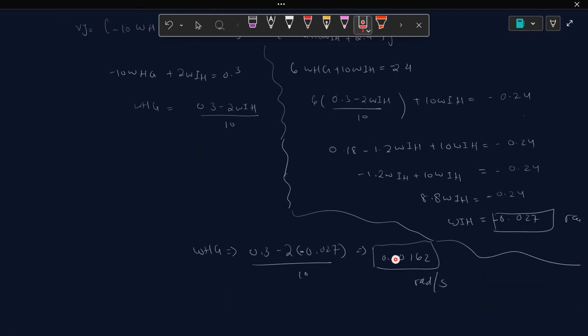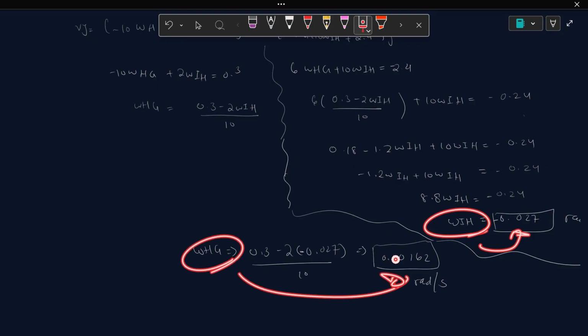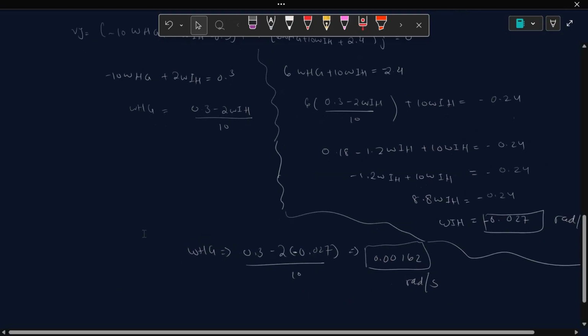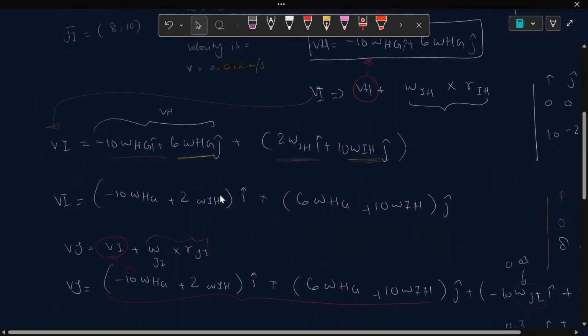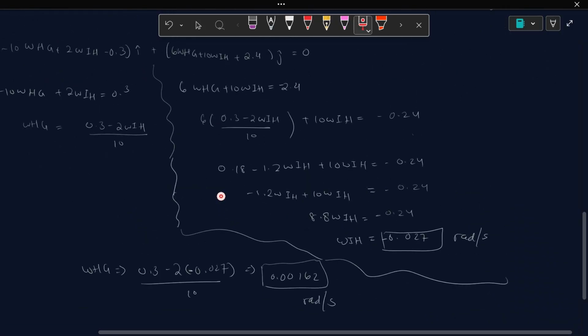Okay, so if we solve for it, we get this value for wi and whj. This completes our answer, because our initial question was to find the angular velocity of GH. Okay, and that's pretty much it for our answer.